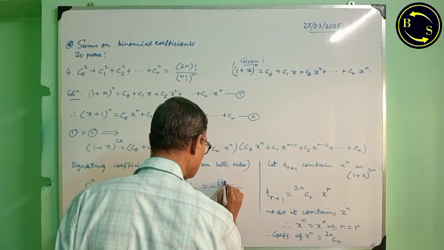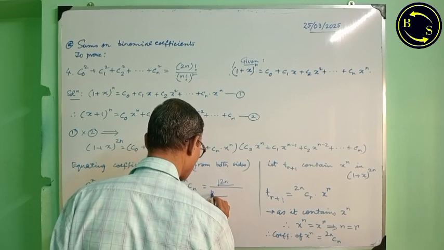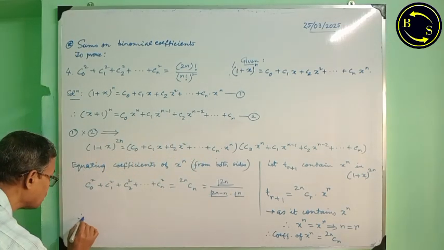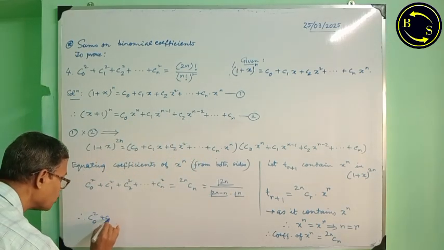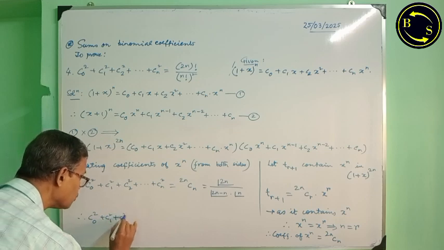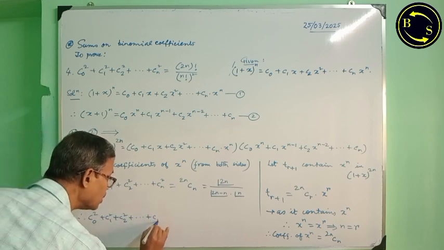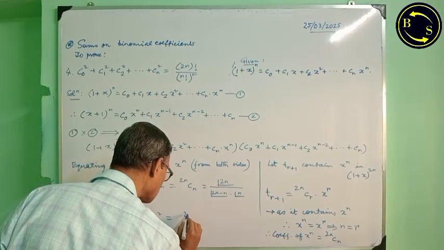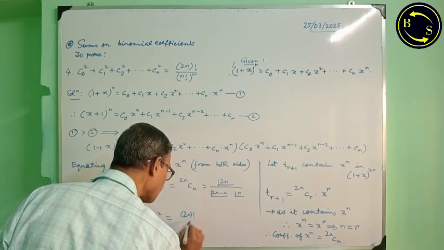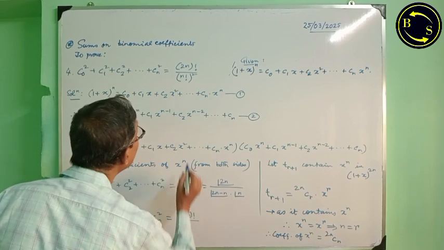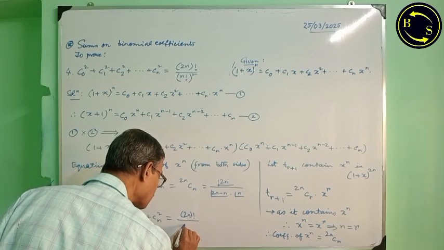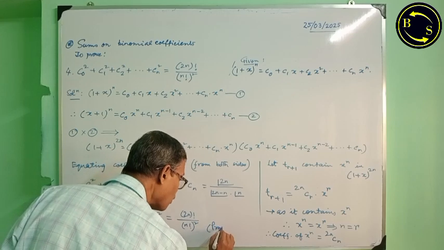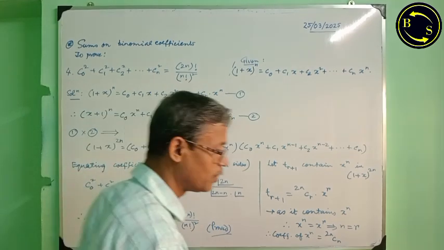Now, the value of this is factorial 2n. Therefore, the final step is C0 square, C1 square, C2 square, dot dot dot Cn square is equal to factorial 2n divided by this is factorial n, this is also factorial n. Therefore, the sum is solved.